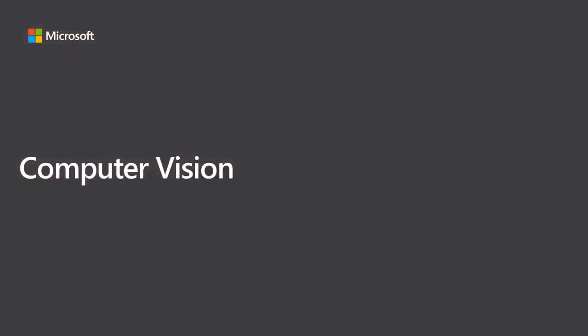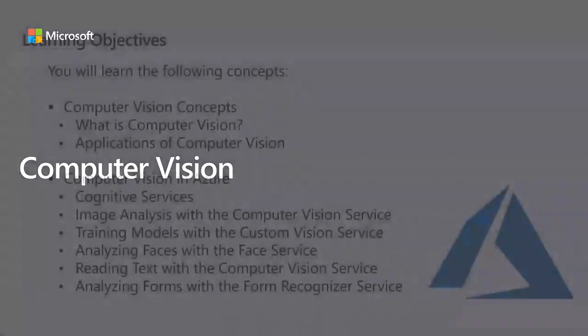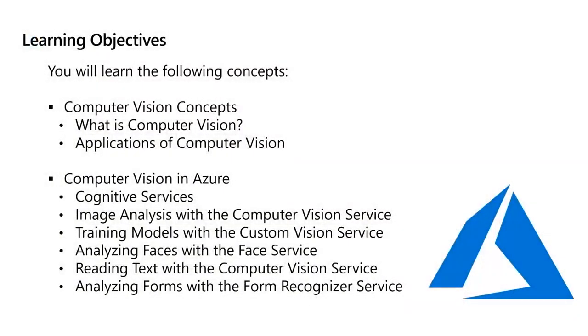In this module about computer vision, we're going to look at, first of all, what is computer vision? And then we're going to look at some examples, some applications of computer vision. And in the second part, we're really going to dive into computer vision in Azure. We're going to look at cognitive services, we're going to do some image analysis, right? Getting a description from an image. We're going to train our own model using the custom vision service. So we'll be classifying some fruit there, analyzing faces, reading text, and analyzing forms with the form recognizer service. But before we dive into that, let's really think about what is computer vision.